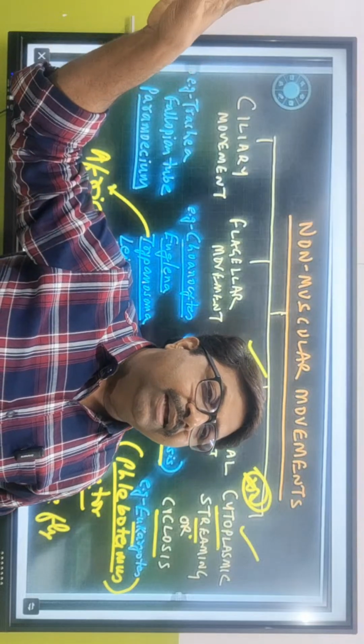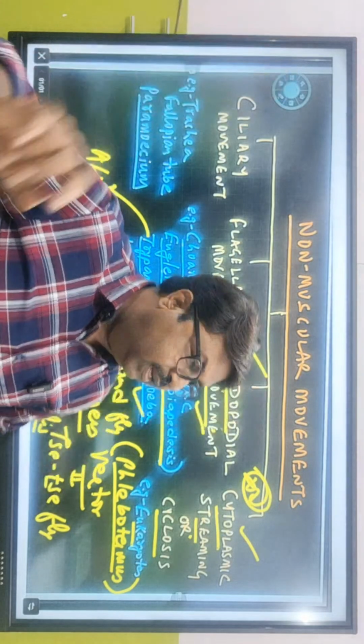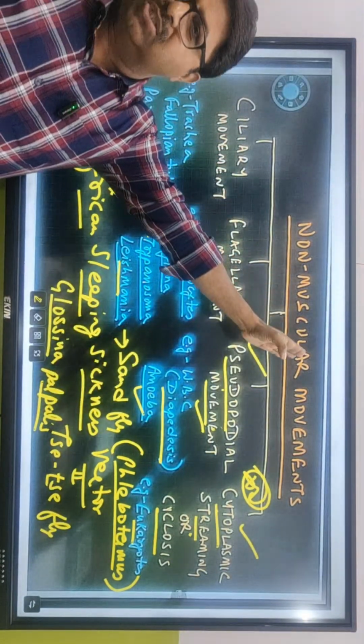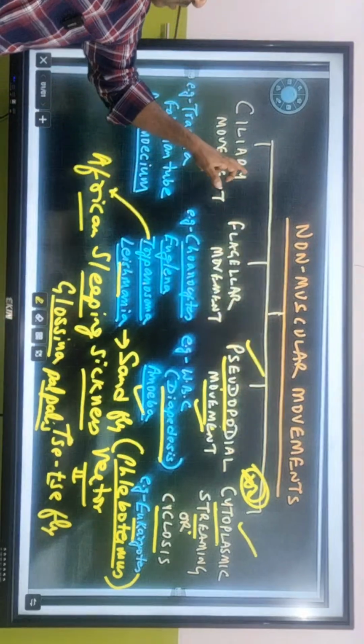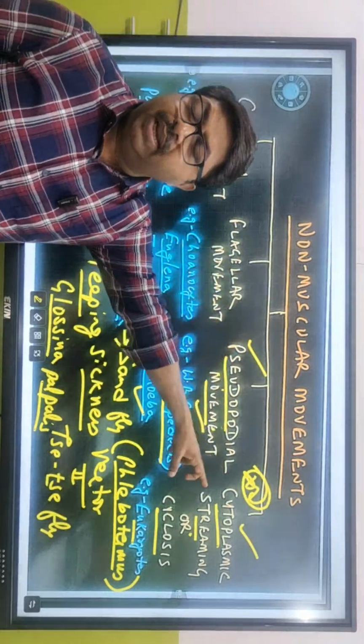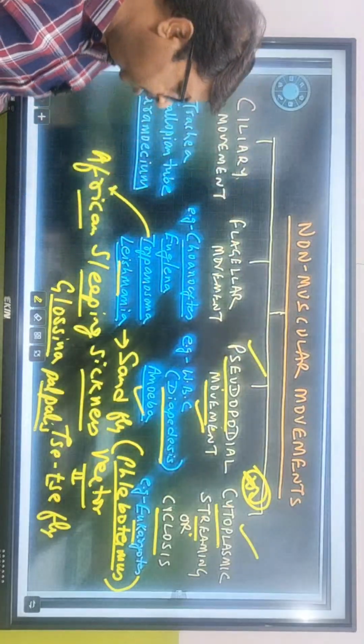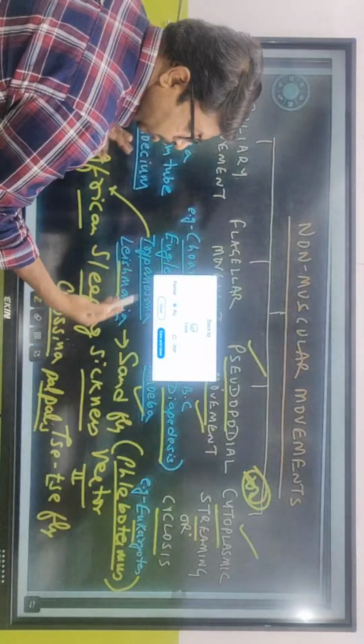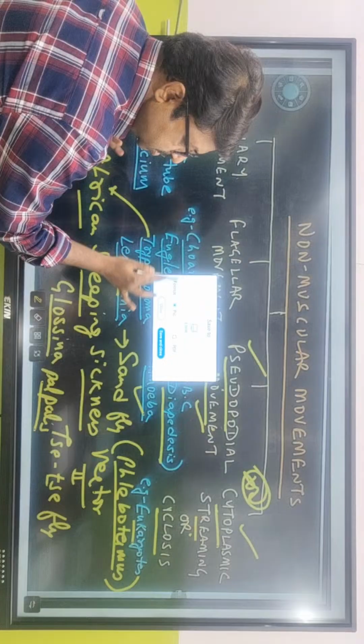Cytoplasmic streaming in eukaryotes. So these are the four different types of non-muscular movements. So the first one is ciliary, flagellar, pseudopodial, and cytoplasmic streaming. Any issues with this? Come on. Go. Yes? Sure. Next.